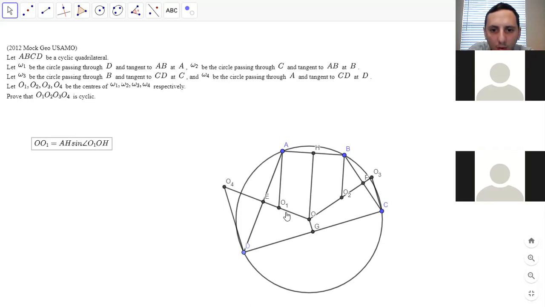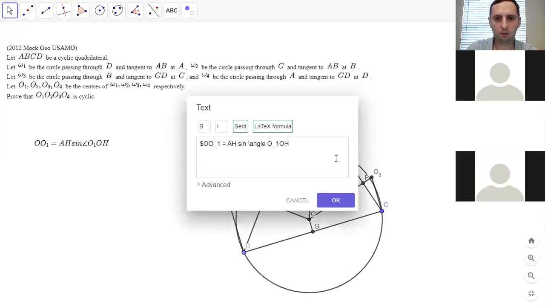They sum up to 180. So O1OH and AO1O add up to 180, right? No, O1OH and O3OG. Is that obvious that they add up to 180? I'm trying to think. Yeah, because ABCD is cyclic. Okay, so O1OH is the same as 180 minus A, and O3OG is the same as 180 minus C. We know that A plus C is 180.